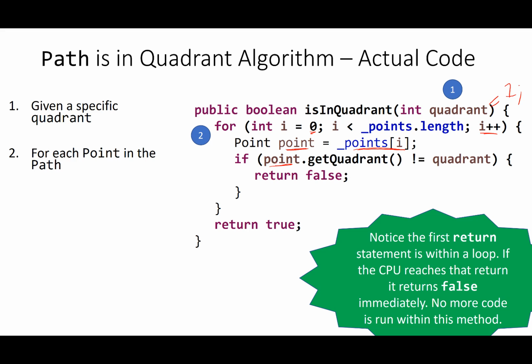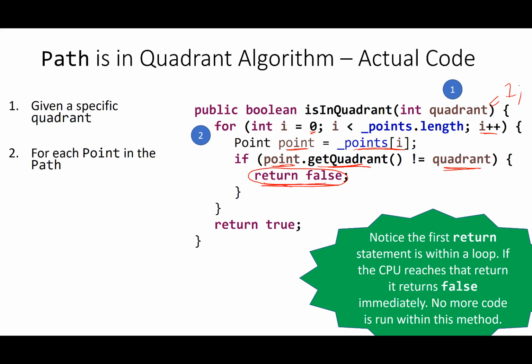Again, we didn't have to actually do this. We could have just written points index i right here, but this is pretty nice to read because we're saying for each point in this points array, we've got this point variable, and we're asking, hey point, is your quadrant not equal to the quadrant we're looking for? In other words, hey point, are you not in the quadrant we're looking for? If so, then we know that it doesn't really matter what the rest of these points have to say. The rest of them might all be in that quadrant, but as soon as we've found one point that is not in the particular quadrant we're looking for, we can return false.